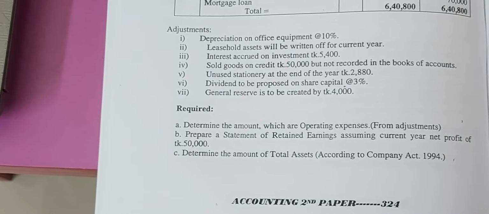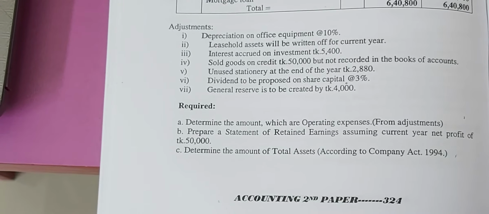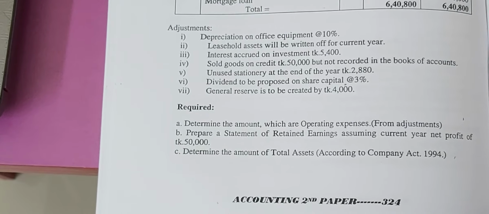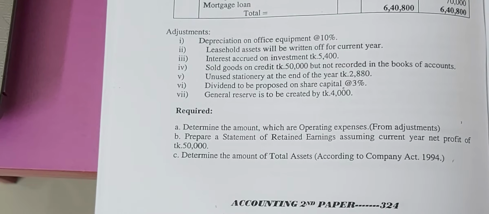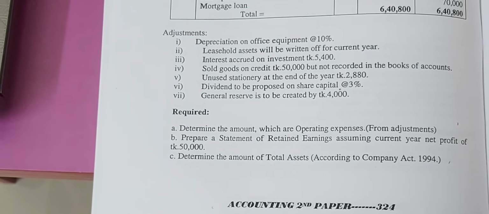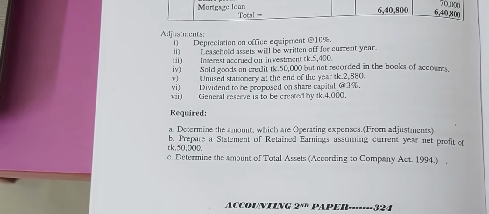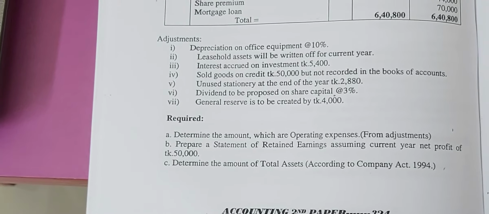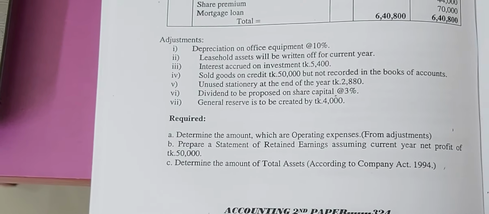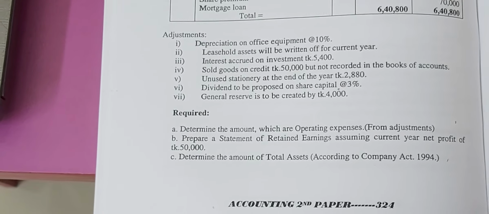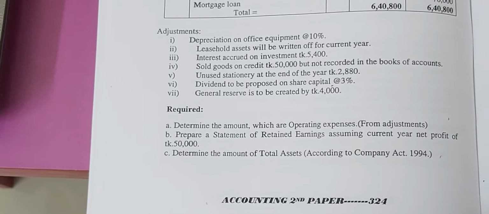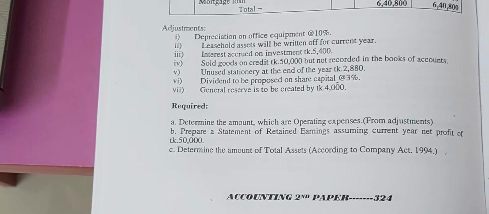From this trial balance and adjustment, you have to: requirement A, determine the amount which are operating expenses. Requirement B, prepare a statement of retained earnings assuming current year net profit of taka 50,000. Current year net profit is given. Requirement C, determine the amount of total assets according to Company Act 1994, Schedule 11.